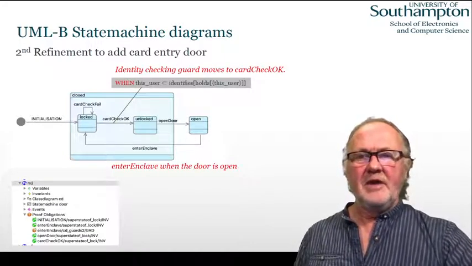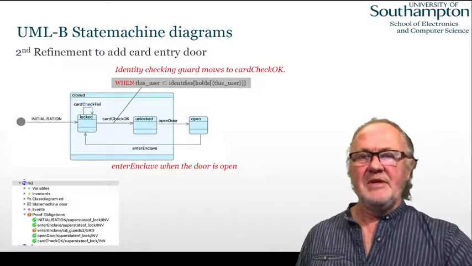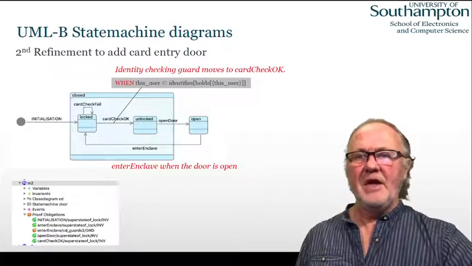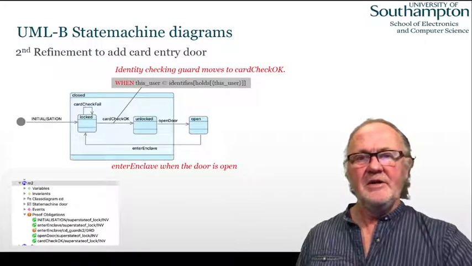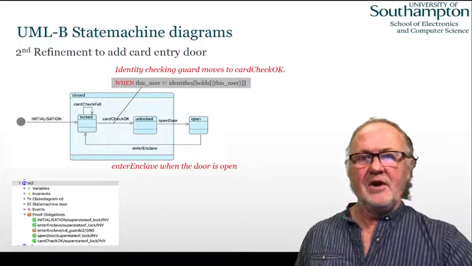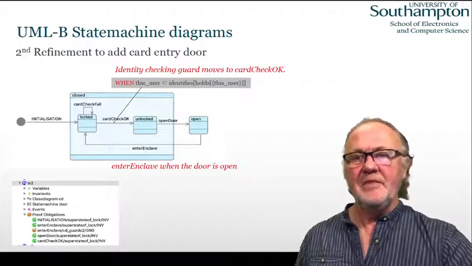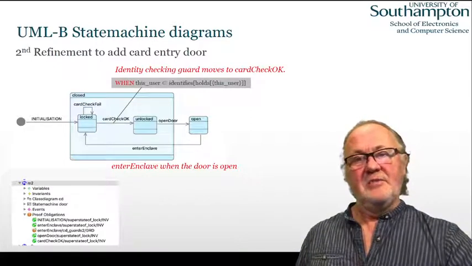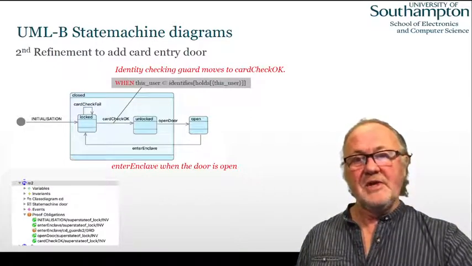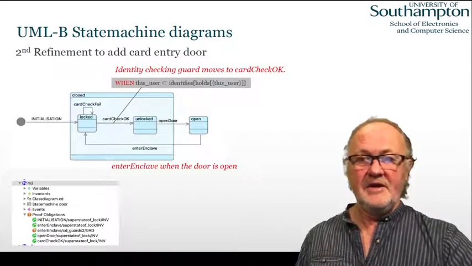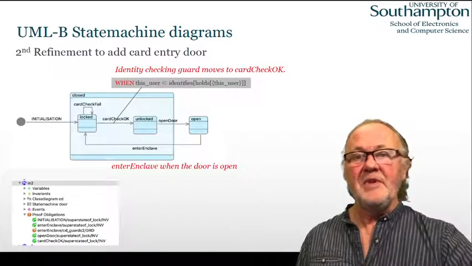So the guard on enter enclave is now simply that the door is open, and the identity checking guard has moved to the card check OK transition. However, again, the proof obligation for guard equivalence cannot be proved, and in fact, in this case, the model's not strong enough.